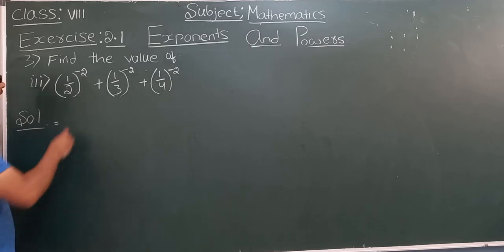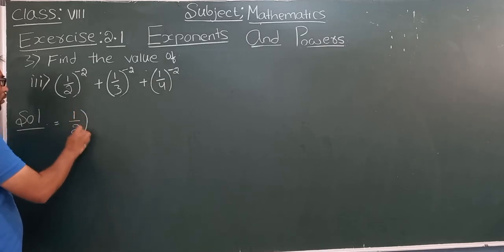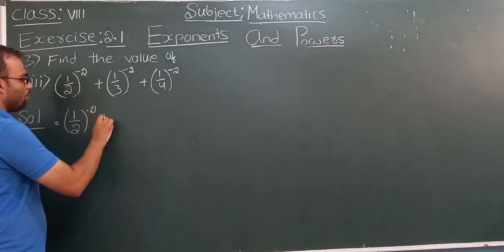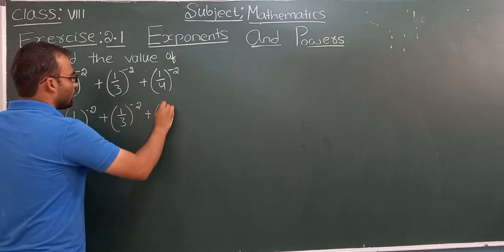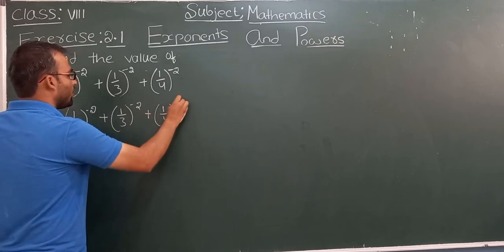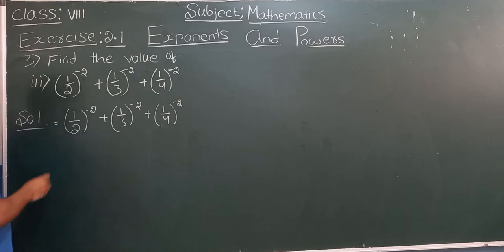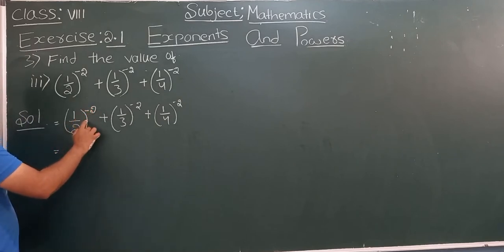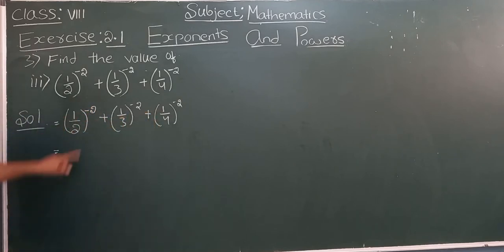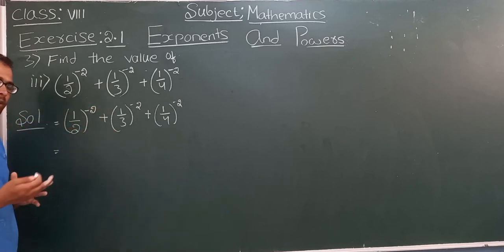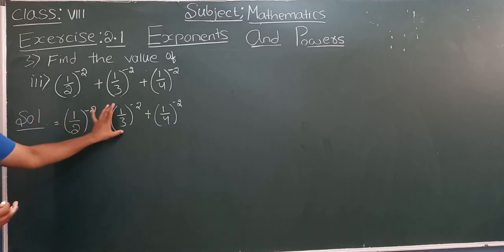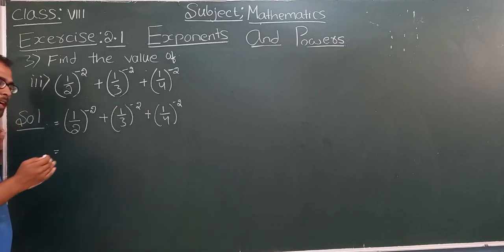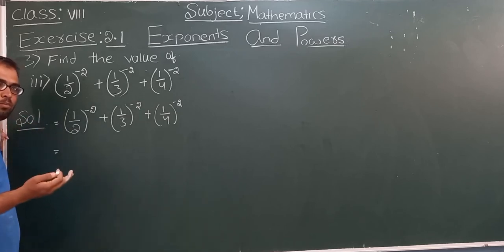Okay, so then write it as it is, that is (1/2)^-2 + (1/3)^-2 + (1/4)^-2. Students, just look here. In each and every case, a negative exponential power is there. So when we take the reciprocal of the base, that is this one, these are the bases, then the negative exponential power will convert into positive.